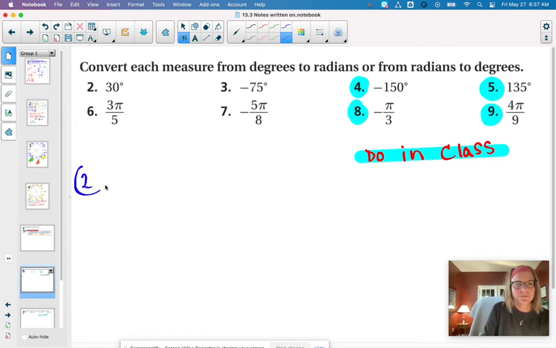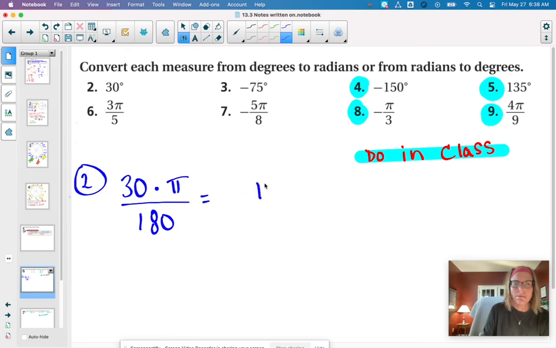So number 2. I'm going to start with my angle, which is in degree mode, and I'm going to convert from degrees to radians. So how to do that? You have to take your degree times pi divided by 180. On your calculator, the pi just stays pi, because you're in radians. And if you take 30 divided by 180, you're going to get a fraction. You're going to reduce that to get pi over 6.